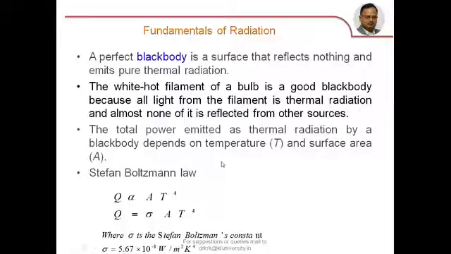In the process of radiation, the ideal body considered is the black body. A perfect black body is a surface that reflects nothing and emits pure thermal radiation. For example, the white hot filament of a bulb is a black body because all light from the filament is thermal radiation and almost none of it is reflected from other sources.